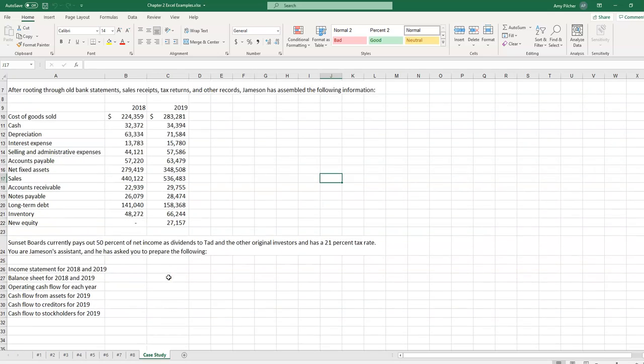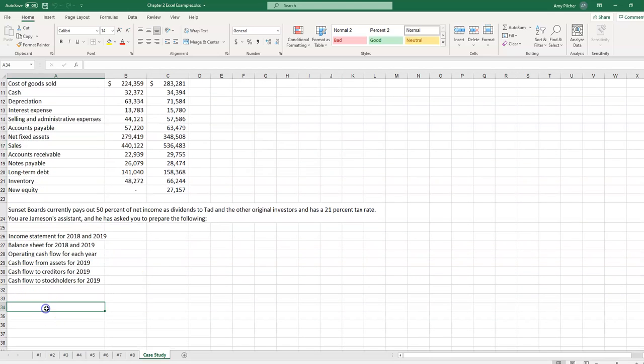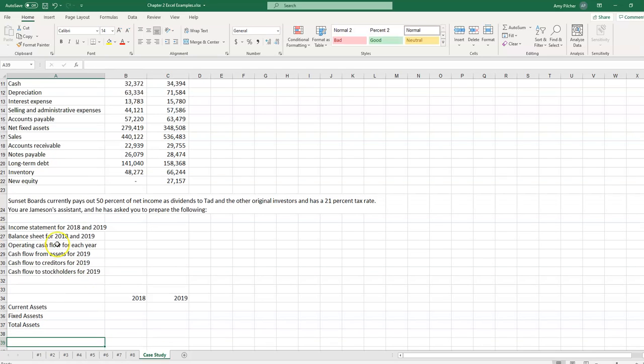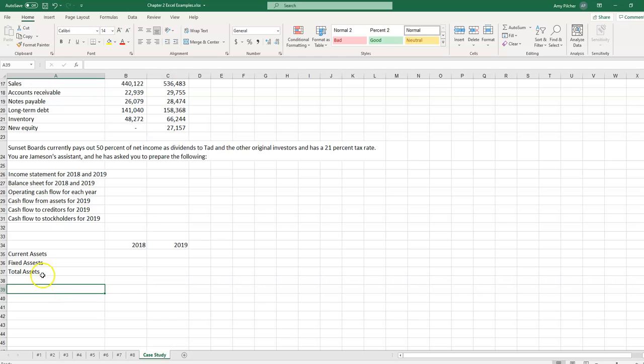So we're going to start with a balance sheet. For our balance sheet, we're going to look at 2018 and 2019. We have current assets and fixed assets, which is what this textbook calls the long-term assets. We add those together and we're going to get total assets. Then instead of a side-by-side, I'm going to do a long vertical balance sheet.